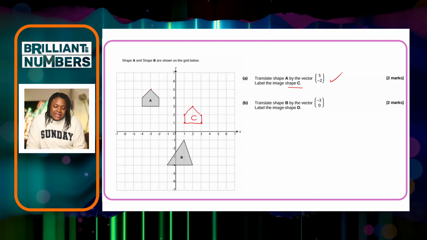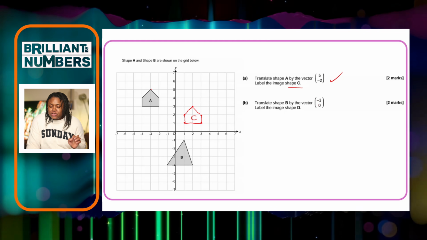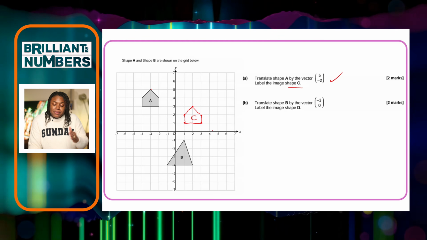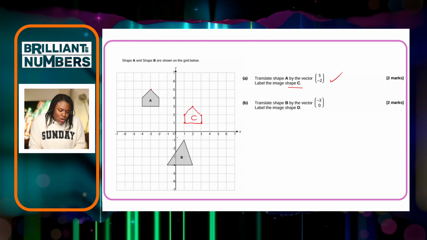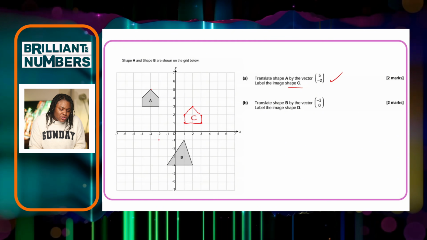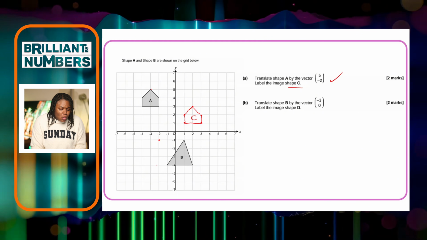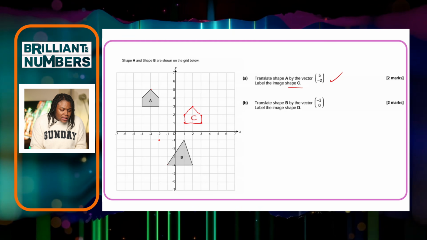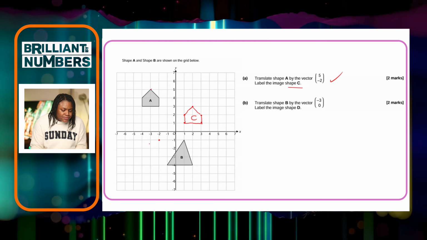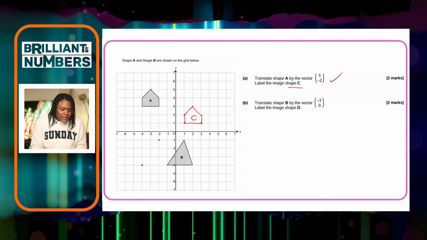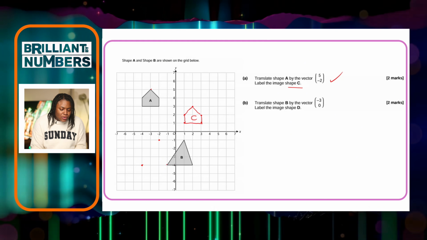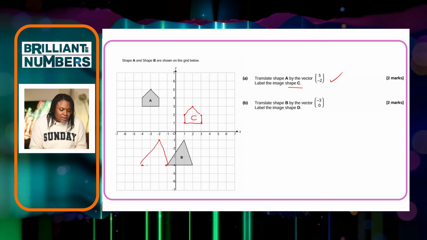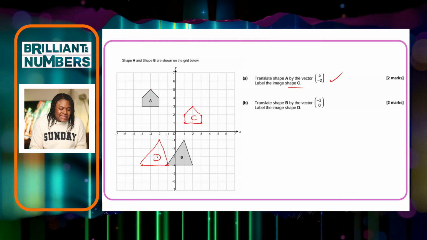Now we're asked to translate B by the vector (-3, 0). For y, we won't move, so we're just moving 3 across. Remember, follow the sign. First point, 1, 2, 3 across. Second point, 1, 2, 3 across. No movement on y. Let's do it again: 1, 2, 3 across. And then the next point, 1, 2, 3 across. Now we need to join them all together with our ruler. We were told to call that D.